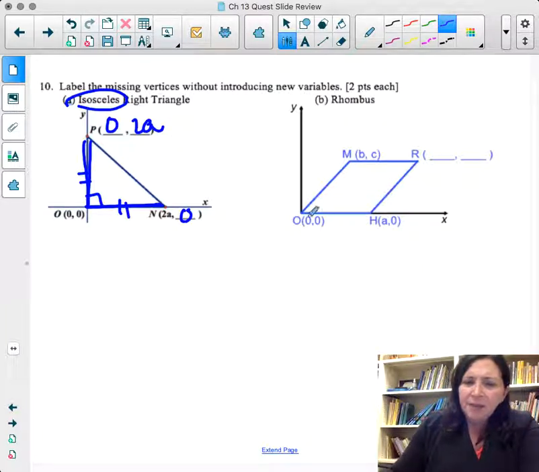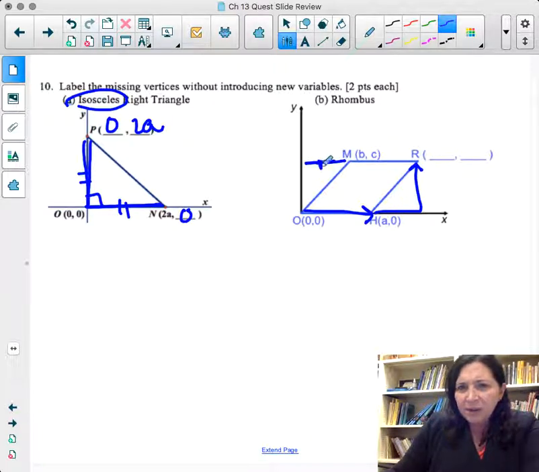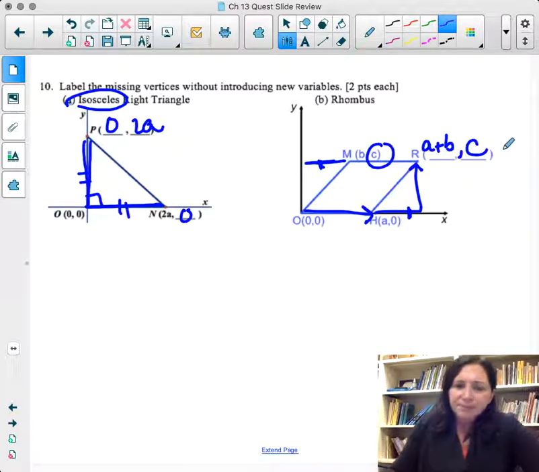And then likewise, if this is a going this way, and then you still have to get over here to get up to R, that distance here is the same as this distance here, which is B. So for this value, you're just going to go A plus B, comma, and then I went up C. You just copy that right there.